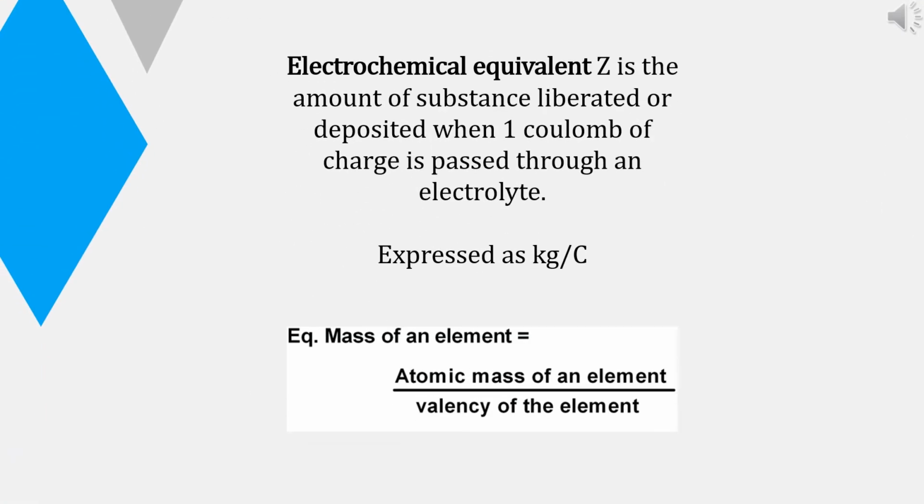What is an electrochemical equivalent? It is represented by the symbol Z, and it is the amount of substance liberated or deposited when 1 coulomb of charge is passed through an electrolyte. The units are kg per coulomb, and the equivalent mass of an element is equal to the atomic mass of the element divided by the valency of the element.